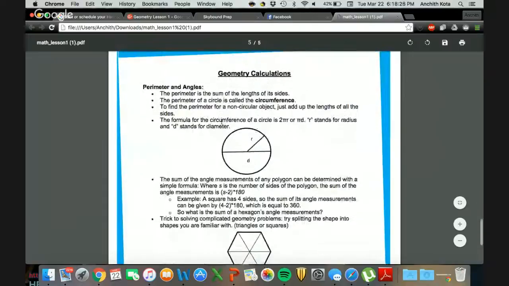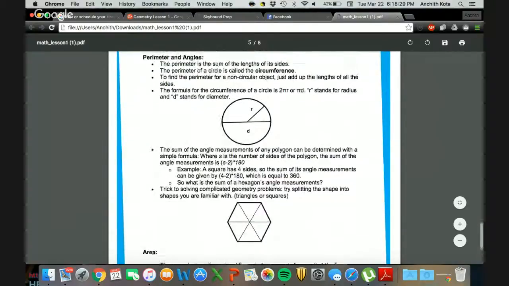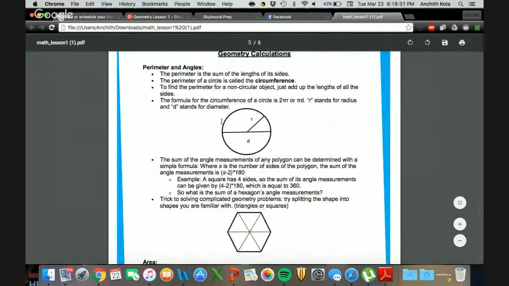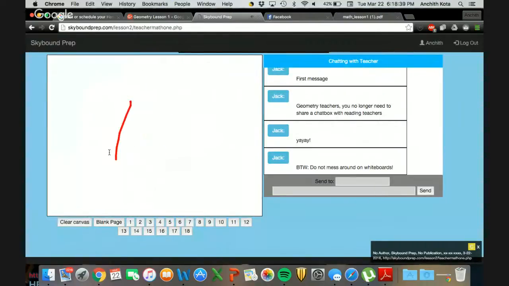Geometry calculations. Okay. So the perimeter is the sum of the lengths of the polygon or shape's sides. So that's pretty self-explanatory. So the perimeter of this is just the length of these 3 sides if you add them together, and then the same goes for a square. The perimeter is the sum of the 4 sides.